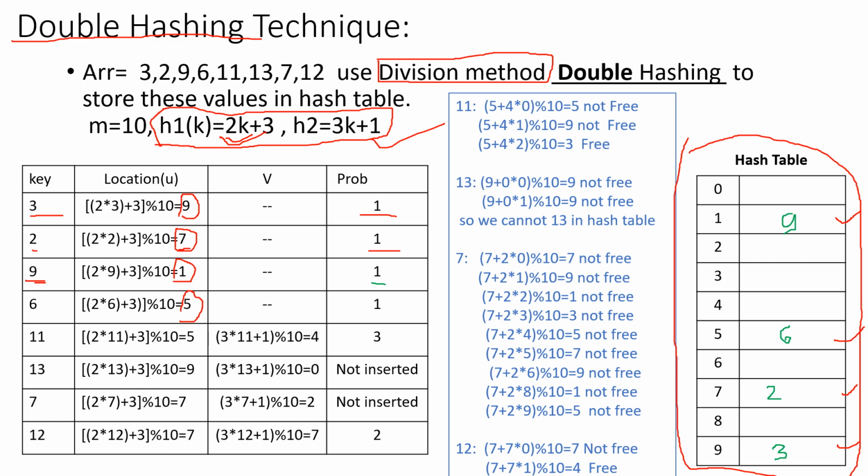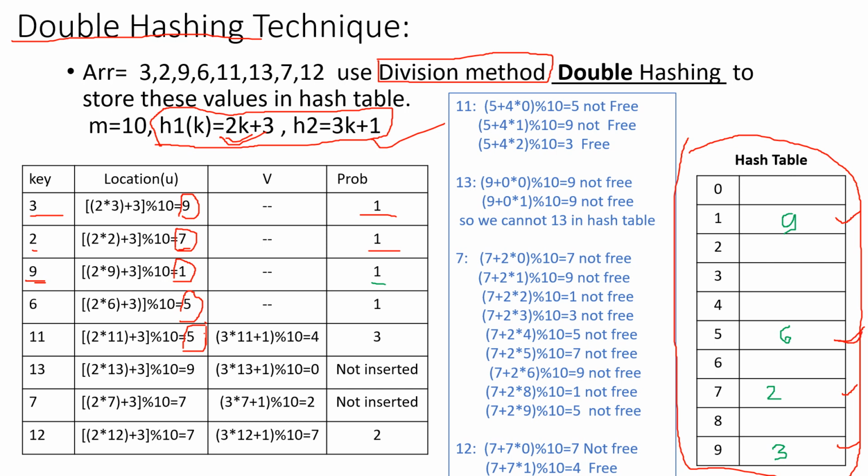Now 11 came. If 11 came, what will you do? Follow the same process. First calculate the index using the first hash function. You will get the index value 5. Now check the table. Is the fifth index free? No, it is not free.